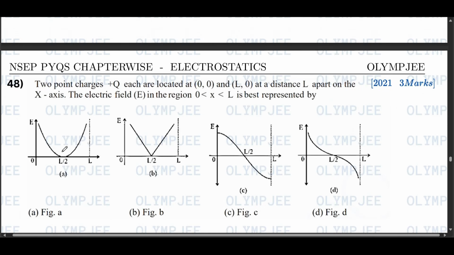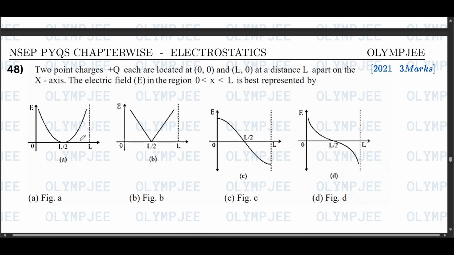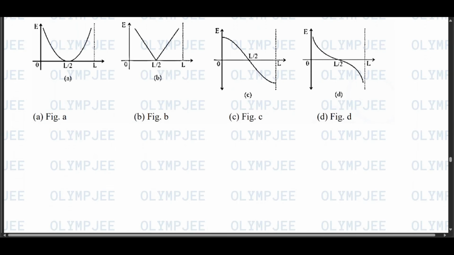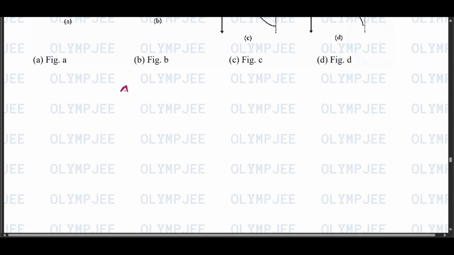So moving on to question 48, we have 2 point charges plus Q each, located at (0, 0) and (L, 0), at a distance L apart on the x-axis. The electric field E in the region 0 to L is represented by. So the situation is something like this. One plus Q is here and one plus Q is here. If we analyze just to the right of this plus Q, then the distance will be very small, so denominator will be very small, tending to 0. So the field will be in this direction, in positive direction, and infinite.